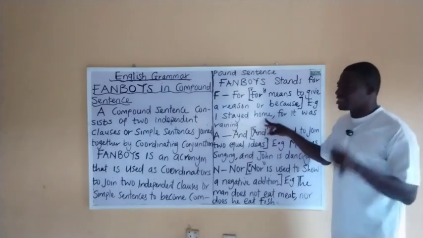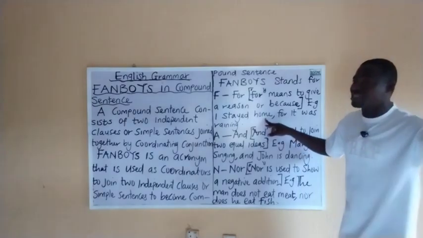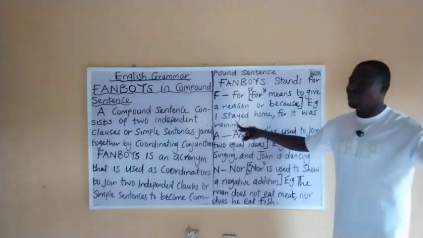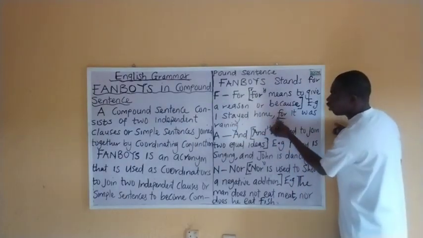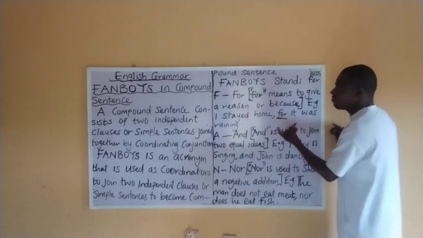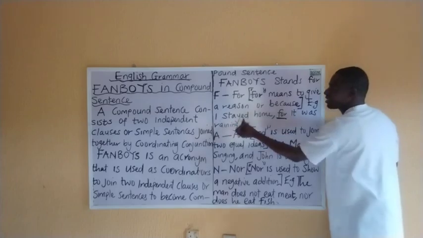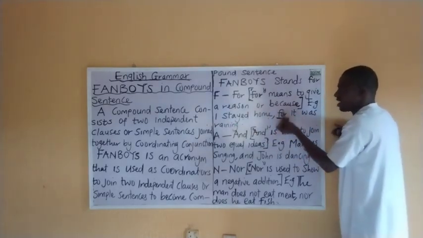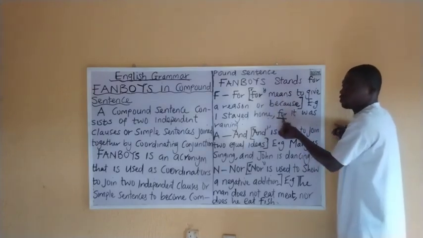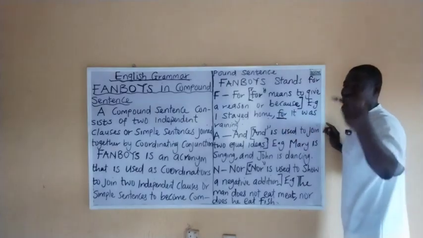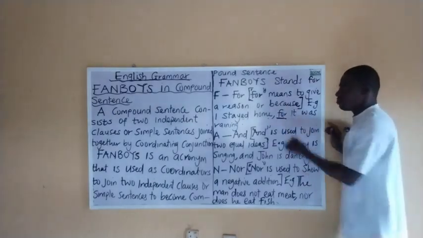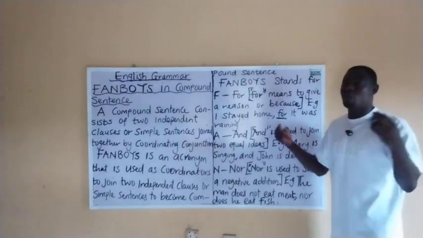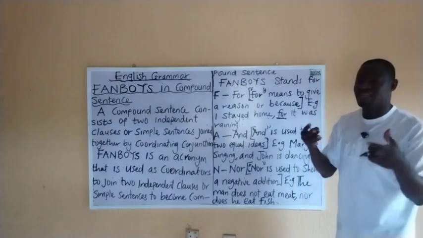I stayed home is an independent clause, which is also a simple sentence. It was raining is another simple sentence, or another independent clause, joined by "for," which gives the reason for being at home. So, I stayed home because it was raining. So "for" here can be replaced by "because." But if you use "because," it becomes a complex sentence, not a compound sentence. Because is a subordinator, and subordinators are used to join two unequal sentences.